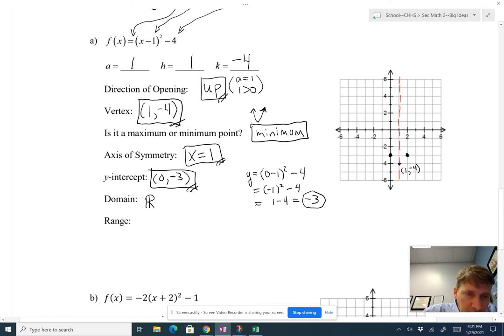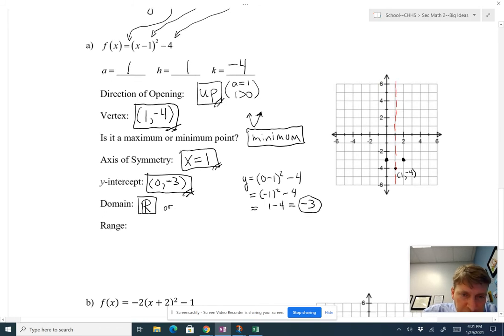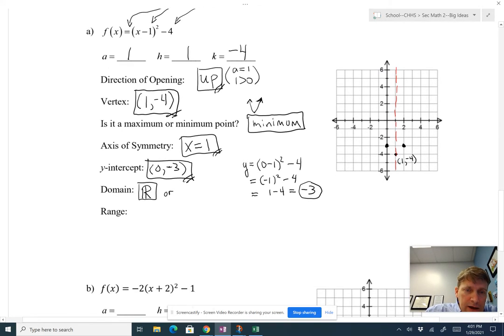The domain is all real numbers, and we want to write that in both ways, like this, all real numbers, but also in interval notation, which just means it goes from negative infinity to positive infinity. So both of those answers are important. We want you to know how to work through both of those different notations.